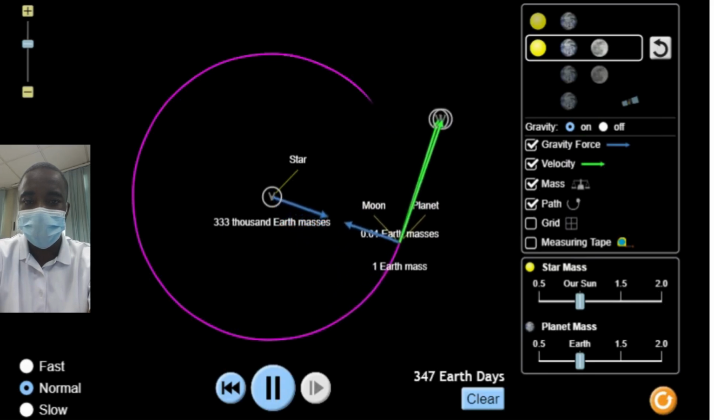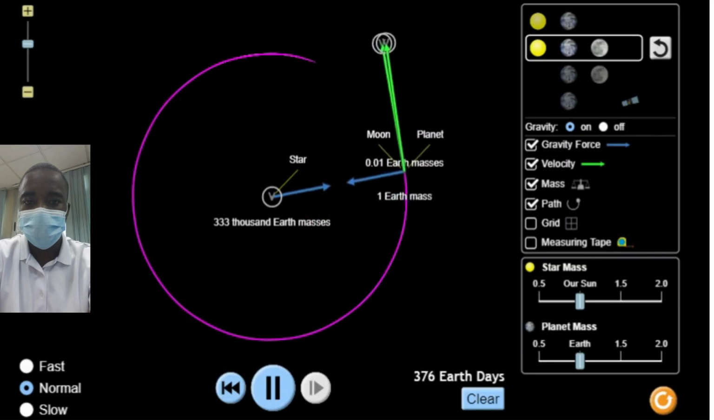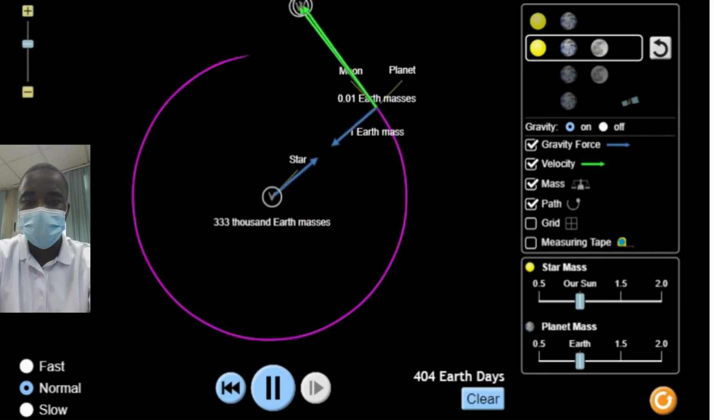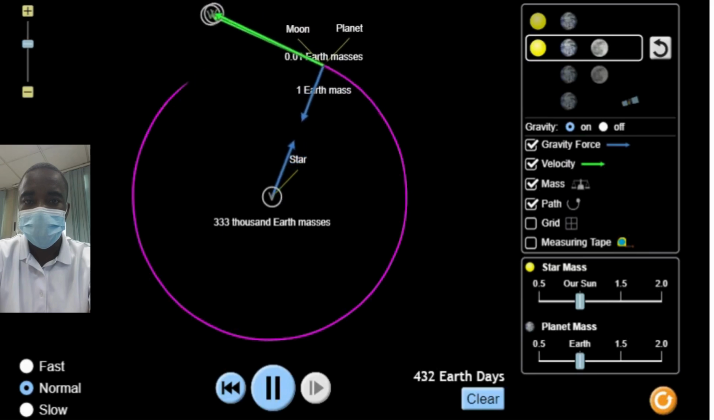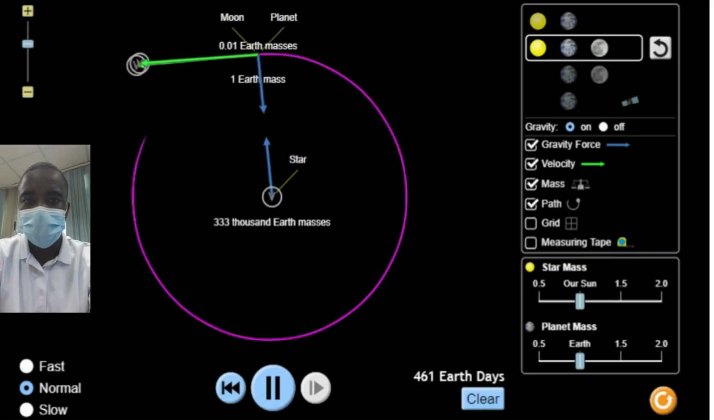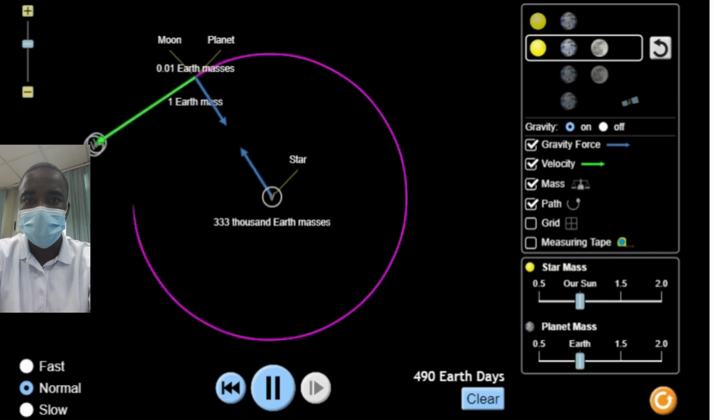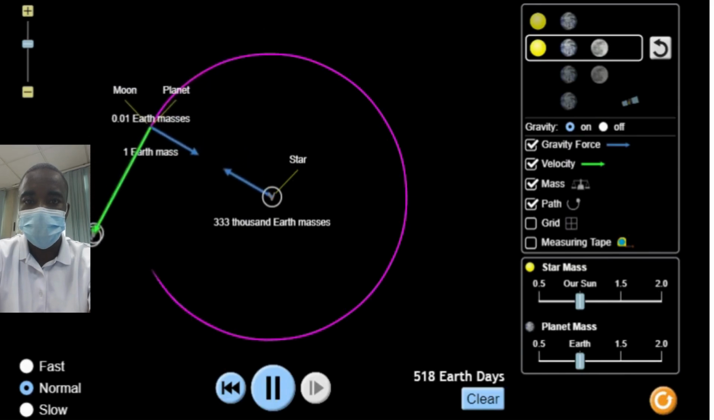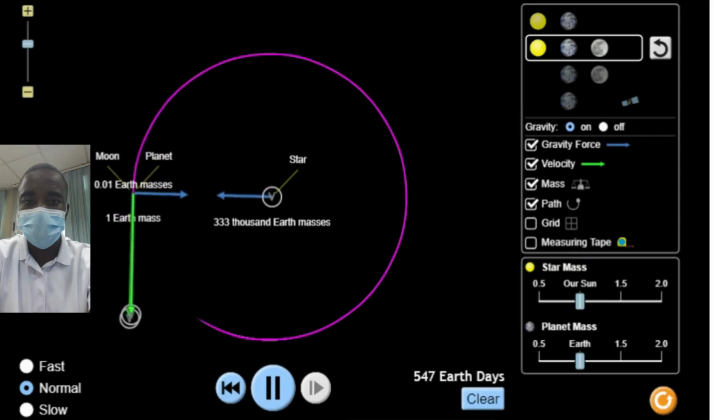The simulation introduces students to the process of data collection and analysis. By observing the gravitational forces and orbital paths, students can collect data and analyze the relationship between the positions of the celestial bodies and the resulting forces and paths.